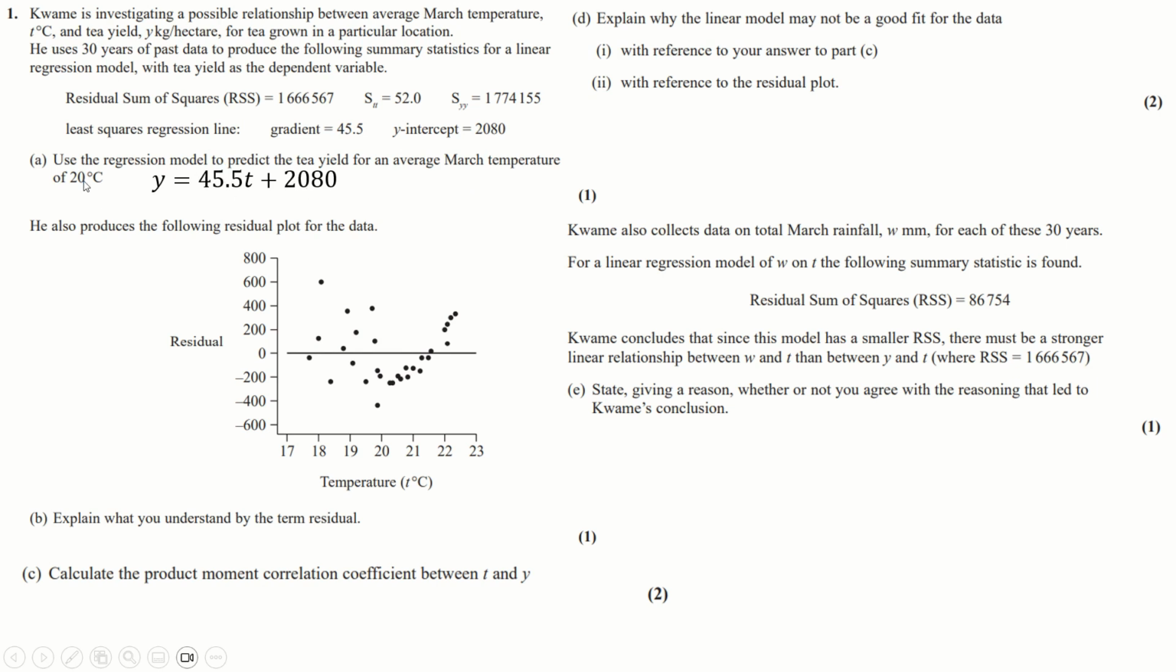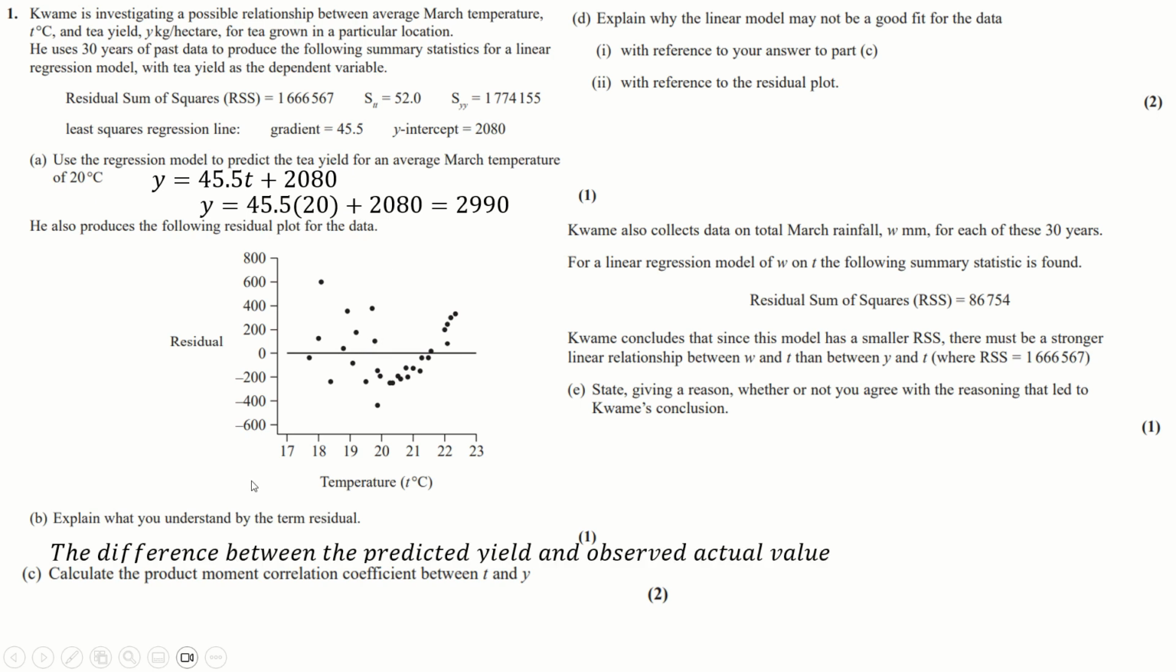We put in 20 degrees here, and we expect a yield of this, which is good. He then produces this residual plot. A residual is the difference between the predicted value that you'd get if you use the regression line and the actual value that was observed. You just have to say something to that effect.